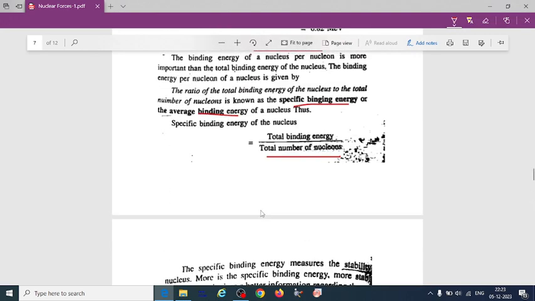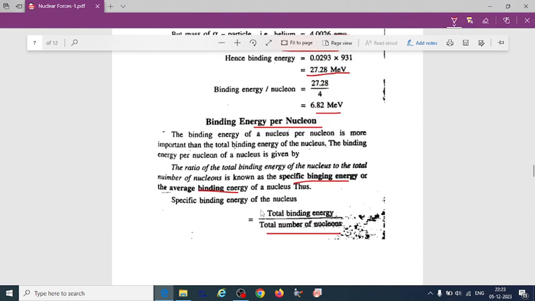I hope this explanation is helpful for you to understand the concept of nuclear physics.